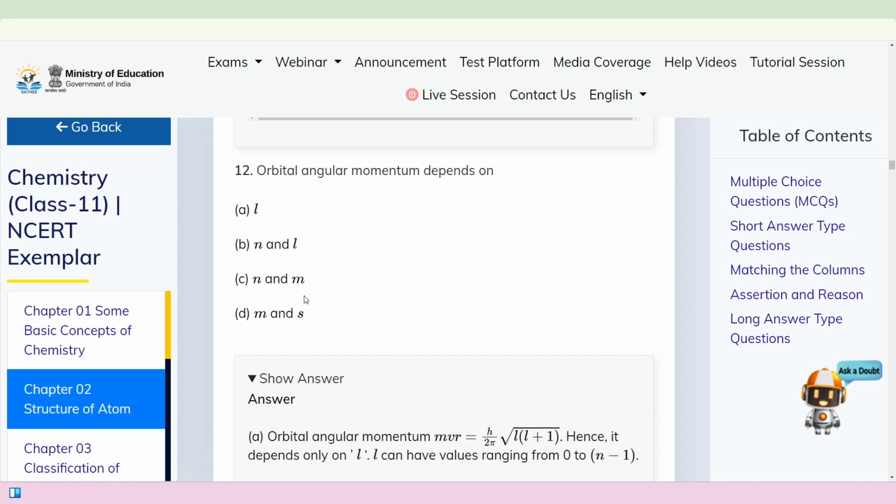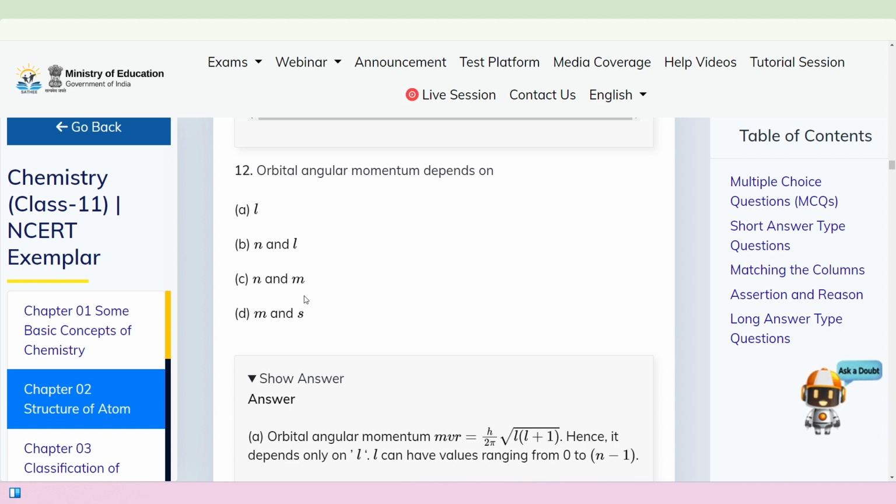So this is the only formula that we use to calculate the orbital angular momentum, and it has no terms of either n, that is the principal quantum number, or the spin quantum number, or the magnetic quantum number. So we have no relation to that. From that we can say that our orbital angular momentum is only dependent upon the value of L. Clear? Okay.